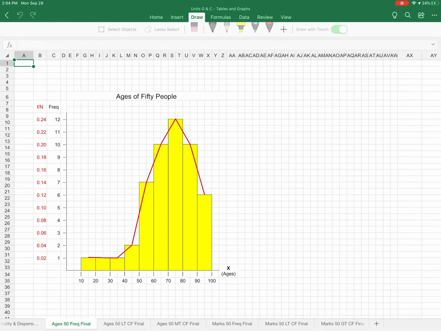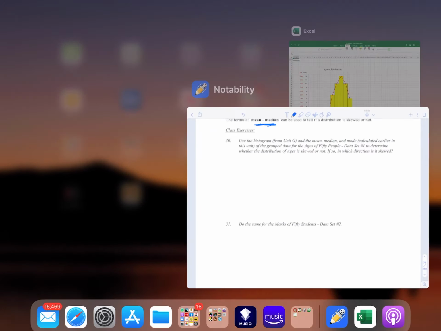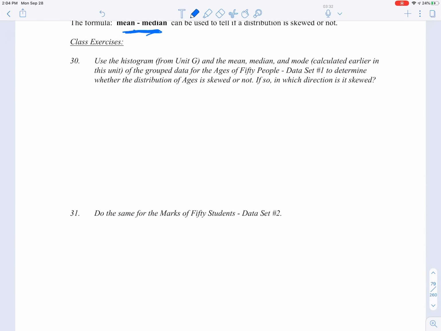And so what we should end up with then is a mean which is lower than the median. So let's go back here and see what we've got here. And we're going to take a look here then at the mean and the median. And we'll take a look at the mode also, calculated earlier in the unit for the group data. And so the mean turned out to be, what do we got here?